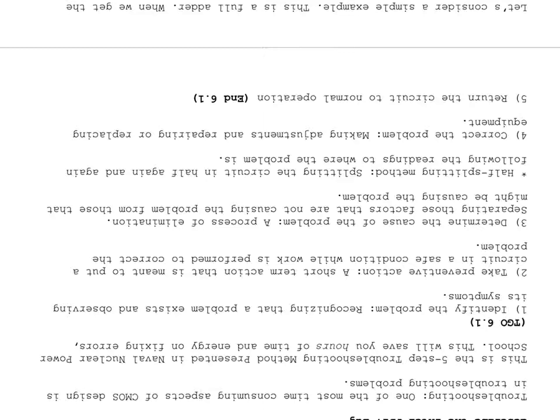Step 2, take preventative action. This is not something you have to worry about terribly much in this course, but as electrical engineers, you're going to worry about it a lot when you're in industry. The short-term action is meant to put a circuit in a safe condition while work is performed to correct the problem. So if you're working on the instrumentation and control equipment on a naval nuclear reactor plant, you want to make sure that everything's grounded, that you're grounded. You don't want to shock yourself. You don't want to cause a lot of trouble.